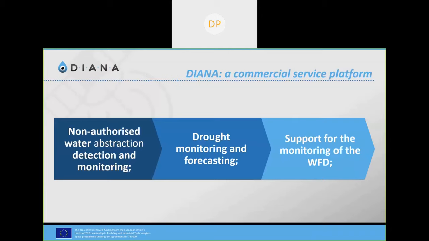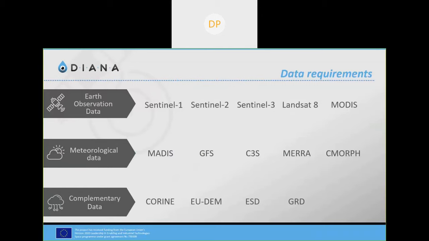Diana is a commercial platform now, and it comprises three services. We have the non-authorized water abstraction detection and monitoring, the drought monitoring and forecasting, and the support of the monitoring of the Water Framework Directive. We will discuss a little bit later in the presentation the specifics of each service. I will be very brief on those parts because I don't have a technical background, so I will explain to the best of my knowledge.